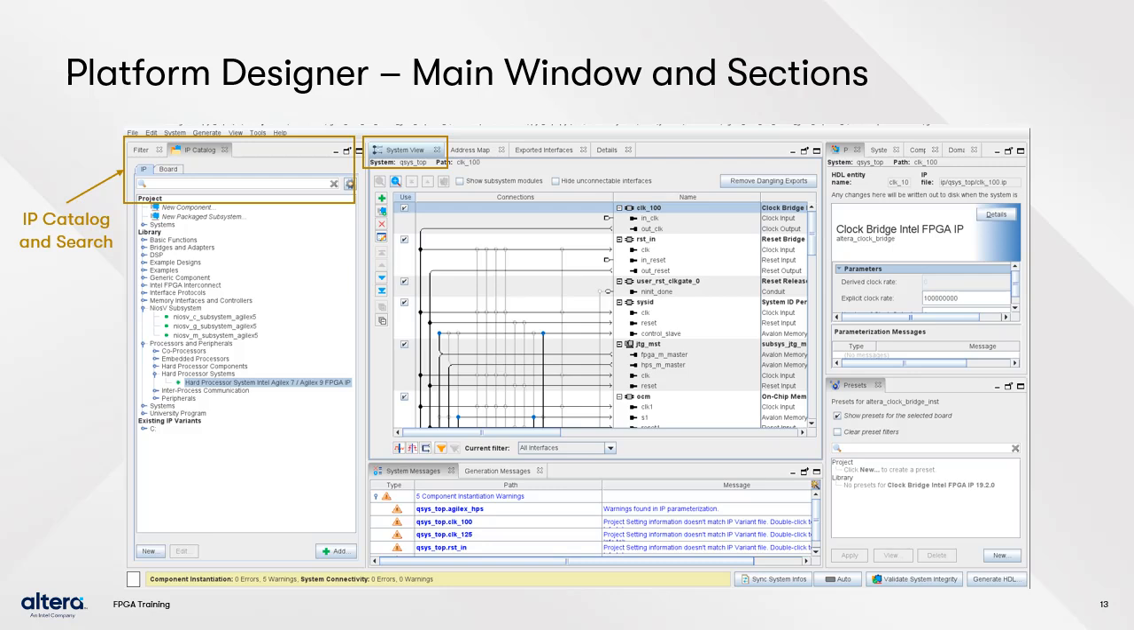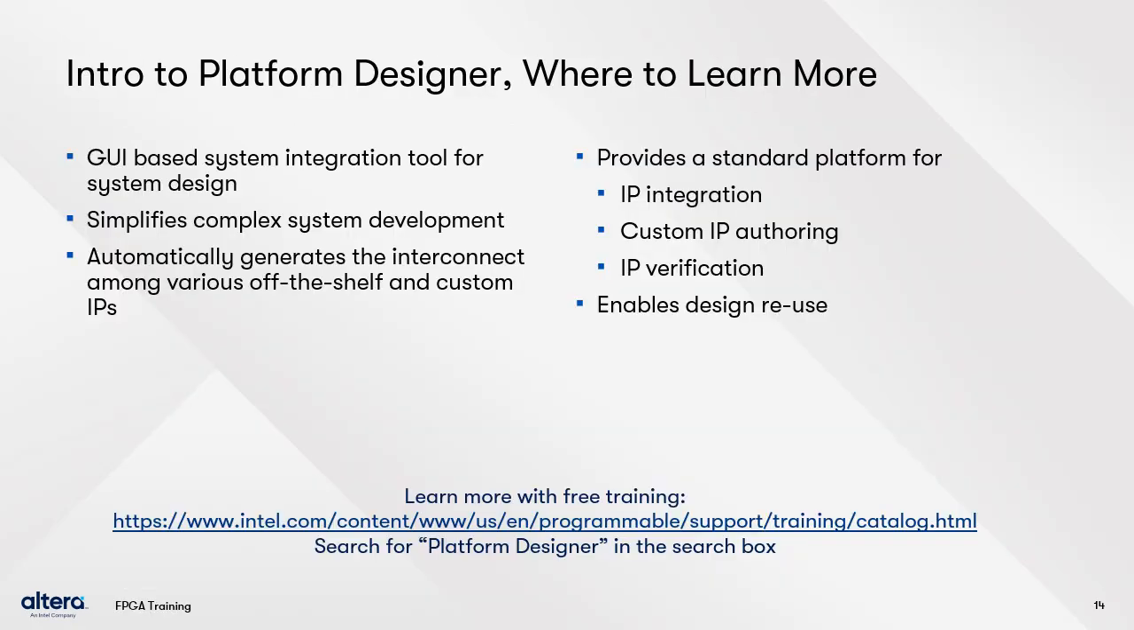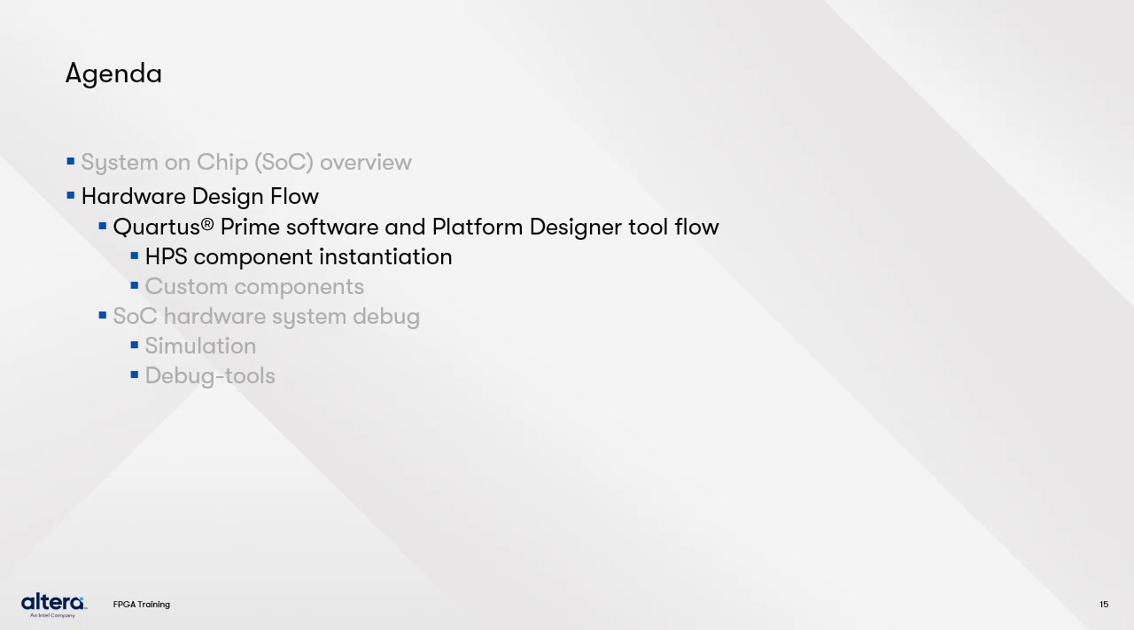The screen capture shows the hard processor system component, which is located inside the Embedded Processors folder of the component pick list. Platform Designer is a GUI-based system integration tool for system design that enables design reuse and simplifies complex system development. If you want to learn more about using Platform Designer, you can take a look at the e-learnings available and visit the resource section. Now let's take a look at HPS component instantiation.